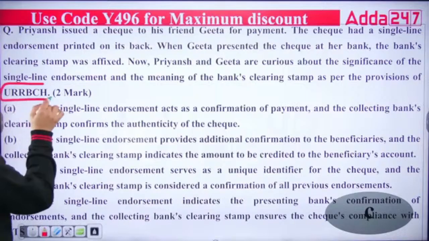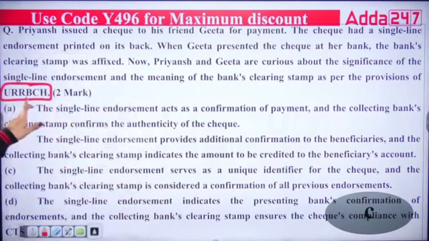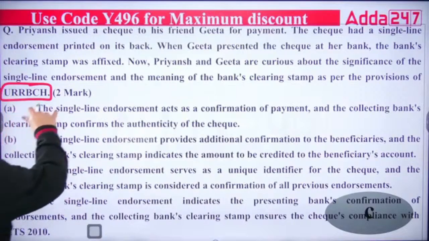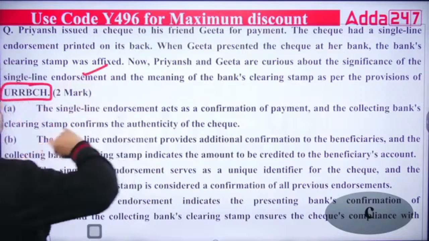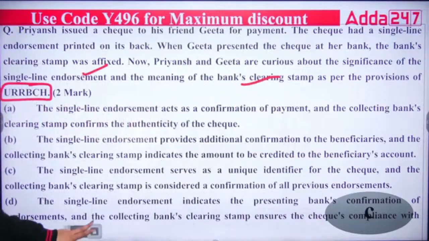Okay, what does URRBCH stand for? It stands for simply your Uniform Regulations and Rules for Bankers Clearing House. According to that, we are talking about the single line endorsement and the meaning of banks clearing stamp. So, the right answer here will be C.